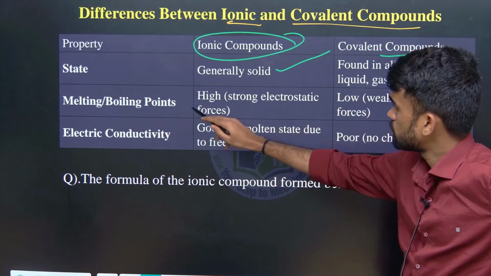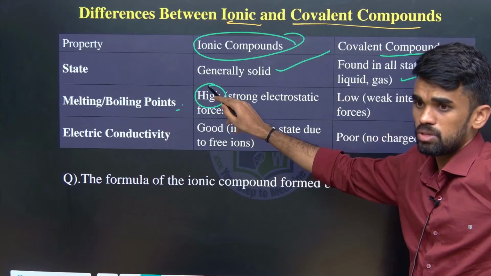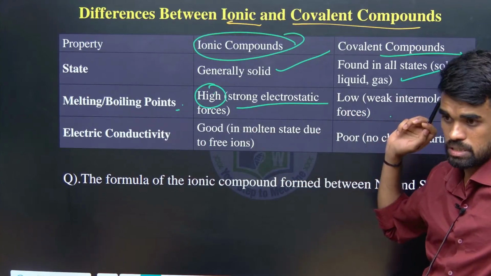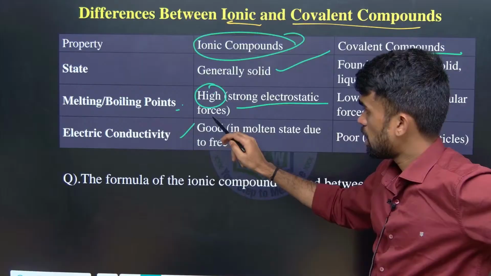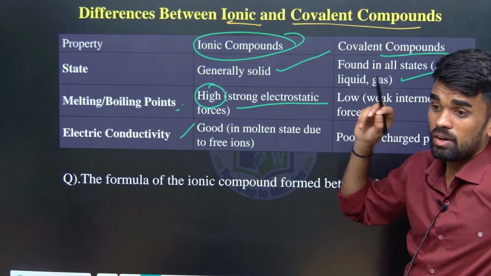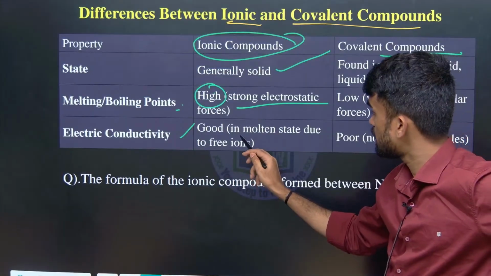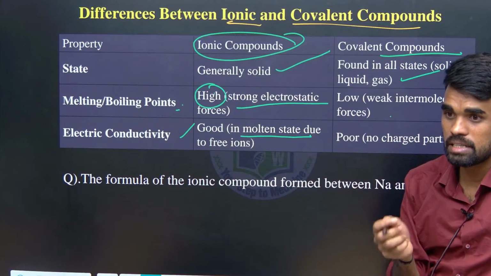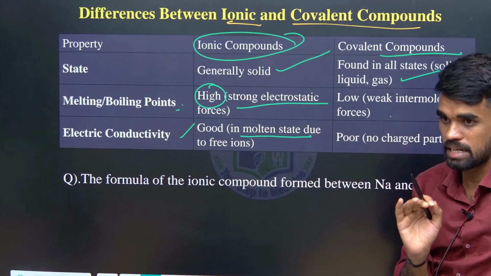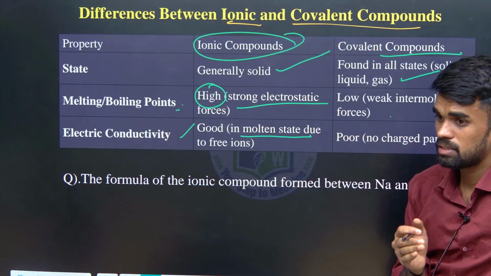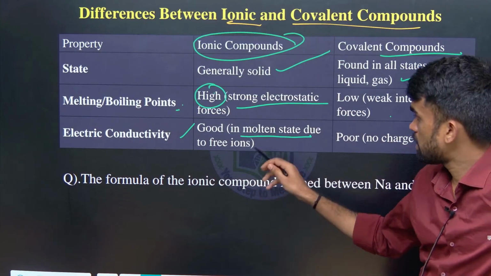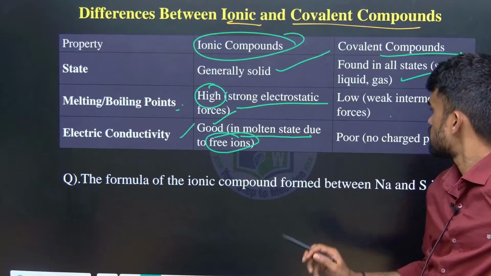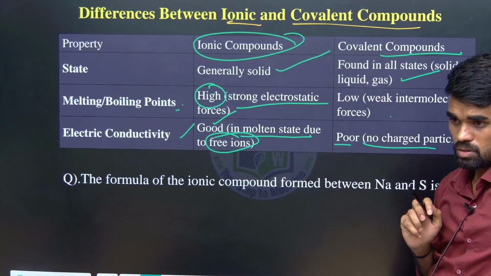Now the melting point is high for ionic compounds when compared with covalent compounds, which have a low one, due to electrostatic forces. Conductivity: ionic compounds are very good conductors in their molten state or aqueous state. But in the solid state, they are insulators, or poor conductors. In which form are they poor conductors? Solid state. In the molten and aqueous states they are good conductors due to the presence of free ions, whereas covalent compounds are poor conductors.